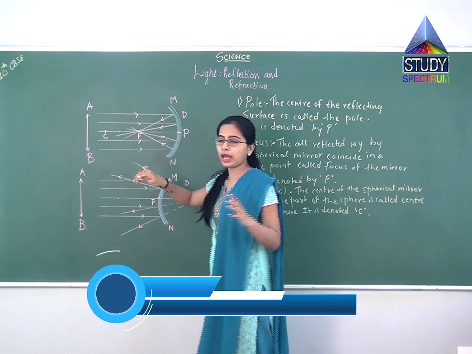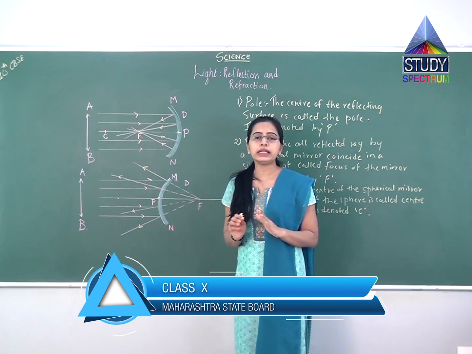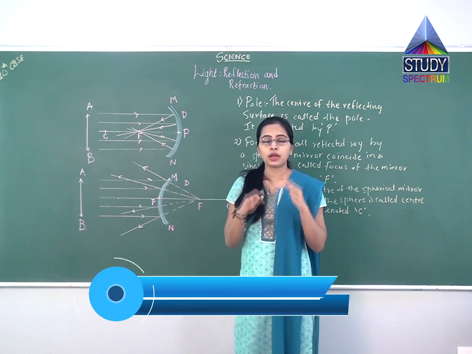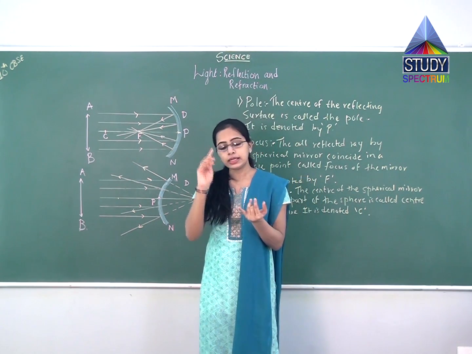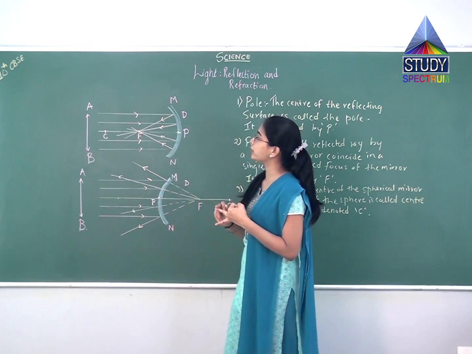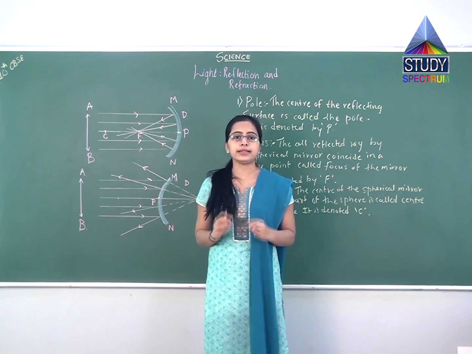Then next you can see a straight line here which is going through the mirror. This straight line, I can say it is CP. It is actually the principal axis. We are talking about the principal axis. On this principal axis only, the center of curvature, then the pole of the mirror, and also the focus lie.